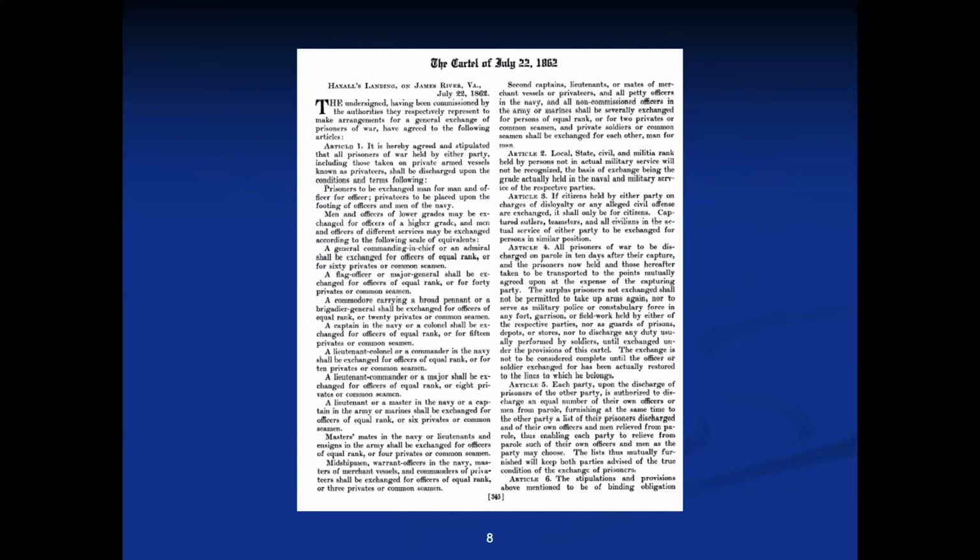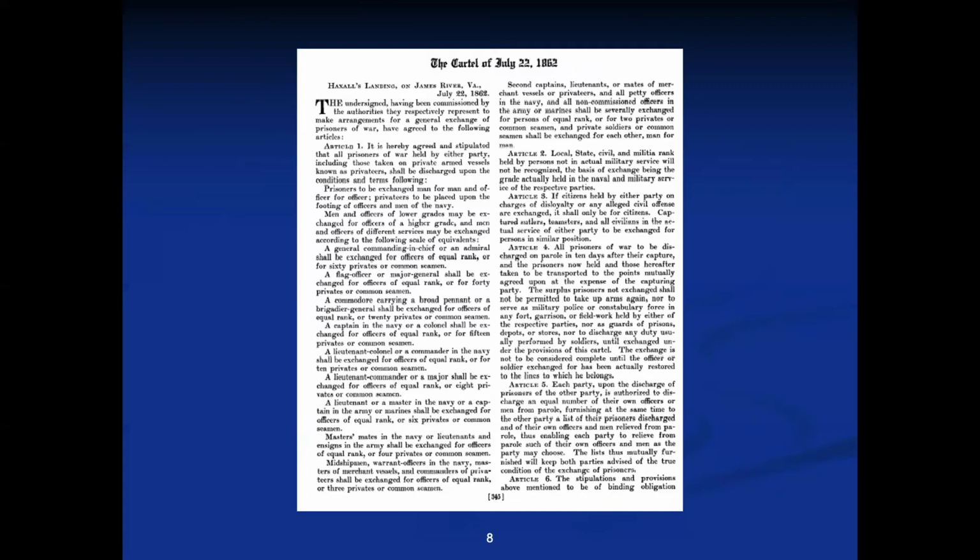1862. And it basically talks about how you can exchange people, like a general commanding in chief or an admiral shall be exchanged for officers of equal rank or 60 privates or 60 common seamen. Master's mates in the Navy and lieutenants and ensigns in the Army shall be exchanged for officers of equal rank or 4 privates or 4 common seamen. So basically, they established the menu for what people were worth.